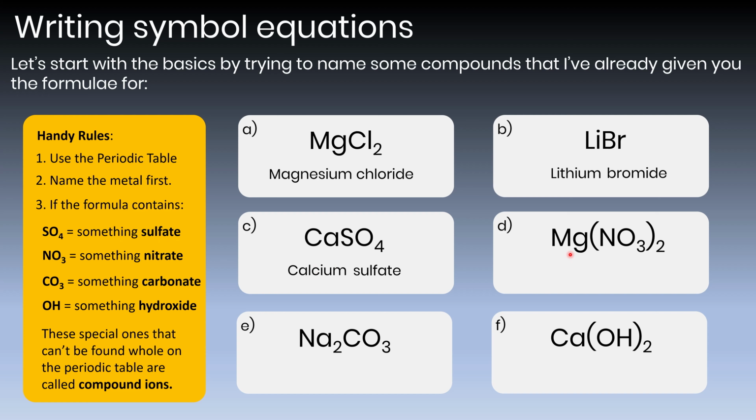The next one, we've got Mg for magnesium, and NO3. That should be easy to spot as a nitrate group. So in this case, we've got magnesium nitrate. In the next one, we've got Na for sodium, and CO3. Whenever you see CO3, you should associate it with carbonate. And then finally, we've got Ca for calcium and OH. Whenever you see OH, you should call it a hydroxide.